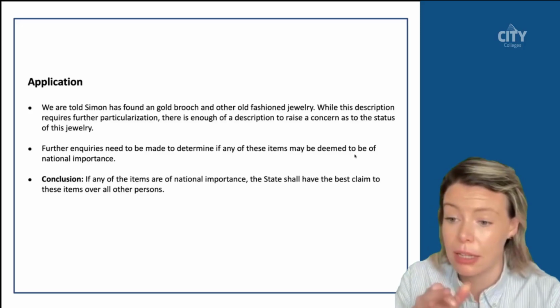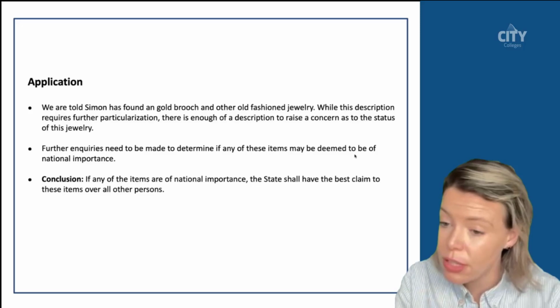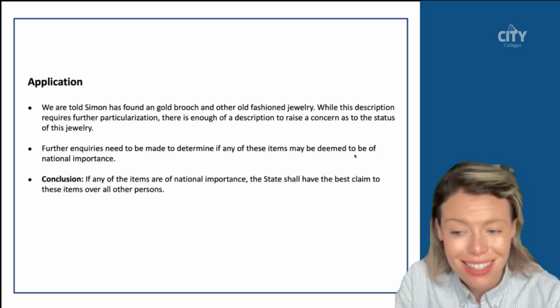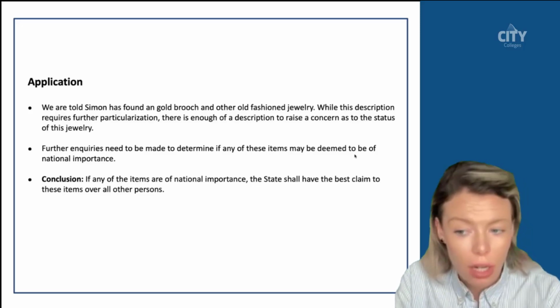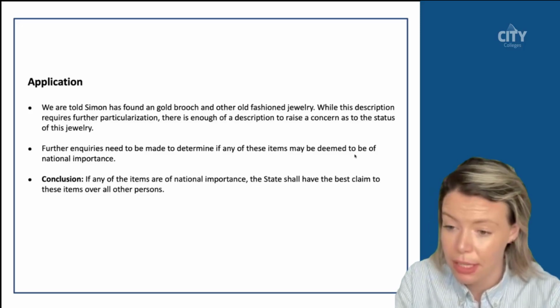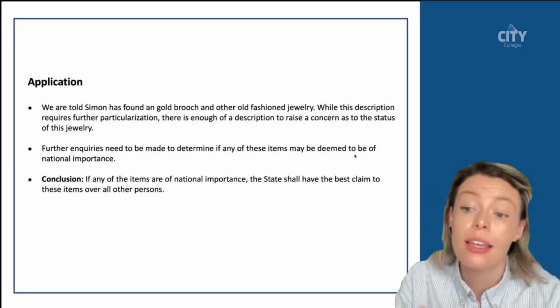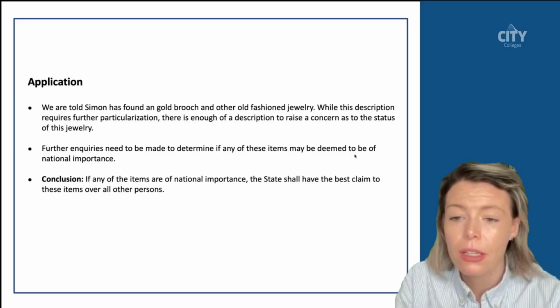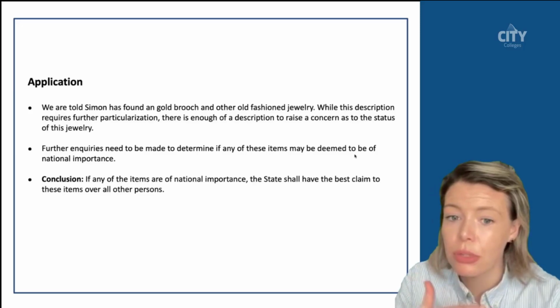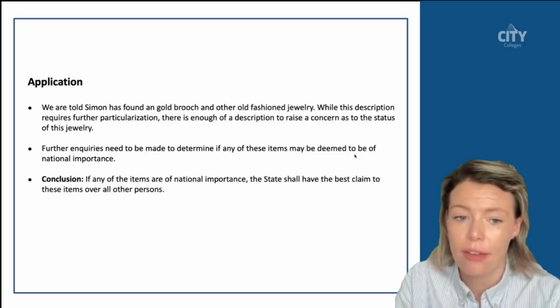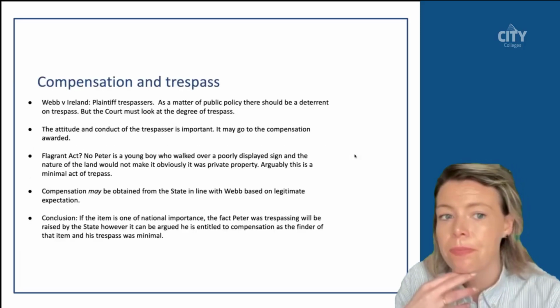We're basically going to put it back to the client to say, the law says if it's an item of national importance, the state will have a better claim to it, not Simon, the state. Again, this only applies if the true owner is not forthcoming. We need further inquiries, but if it is one of national importance, it is the state that shall have the best claim to those items.